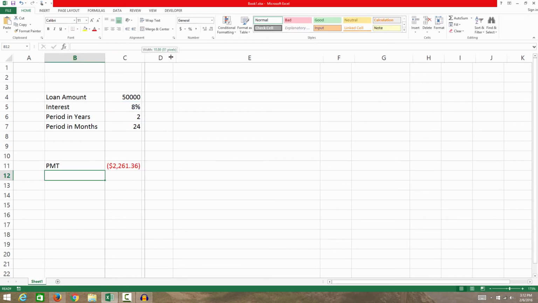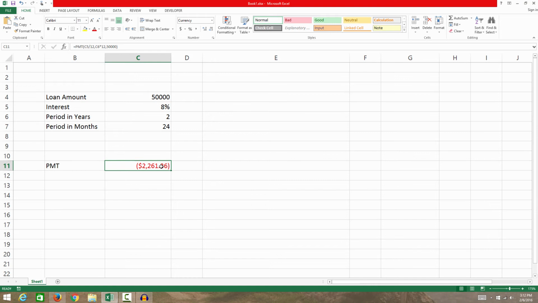You see? So it's 2261.36. So it will be 2261.36 into 24. Okay, just a second. It should be equal to here. So actually we are taking a loan of 50,000, but we are paying 54,272.64. Okay. So if you multiply it by 24, we are paying this much in actual. $4,272.64 is our interest which we are paying on 50,000.